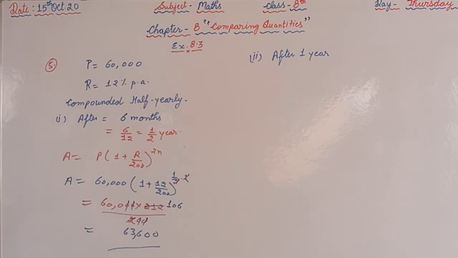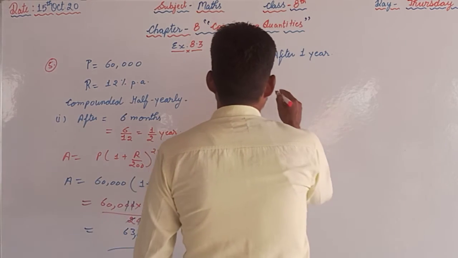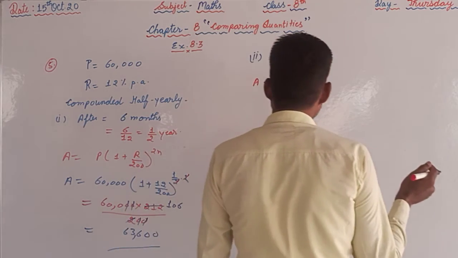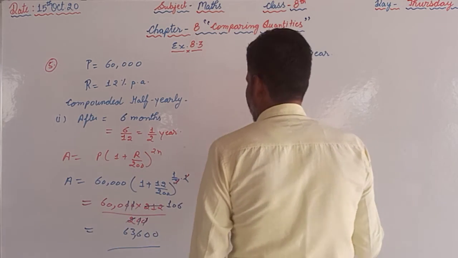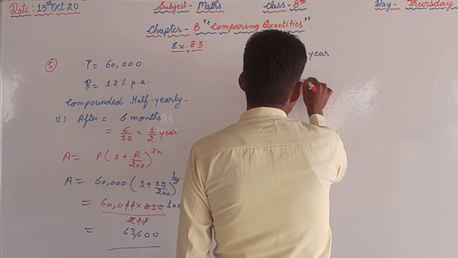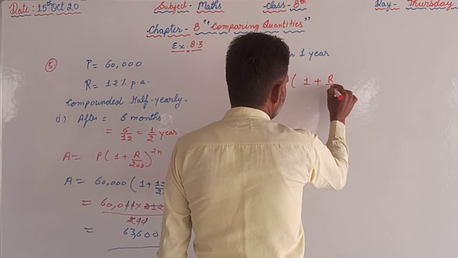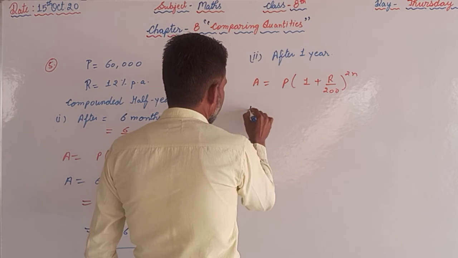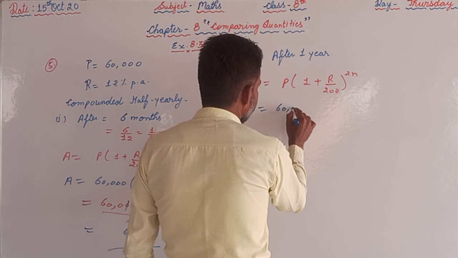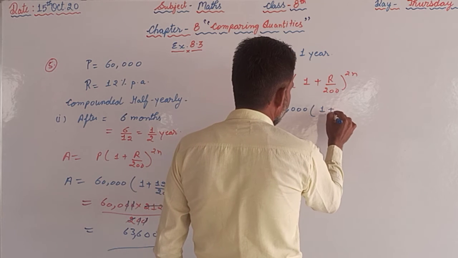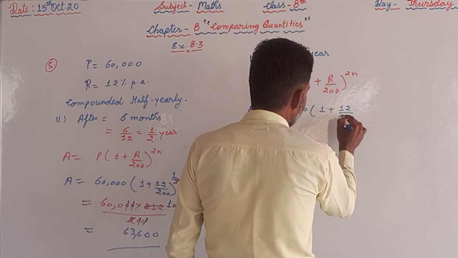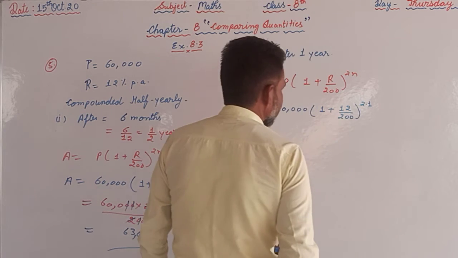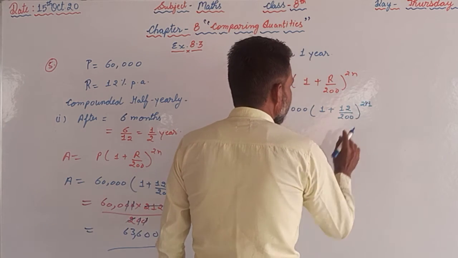Now for 1 year, again we have to find the amount he will get after 1 year if the interest is compounded half yearly. So again we are supposed to apply the same formula, 1 plus R upon 200 raised to power 2n, and here again A is equal to 60,000 into 1 plus 12 upon 200 raised to power 2 into 1, because here the time is 1 year.